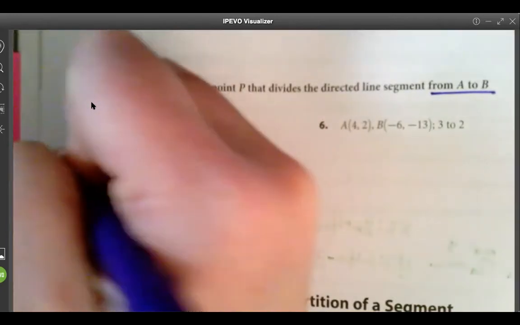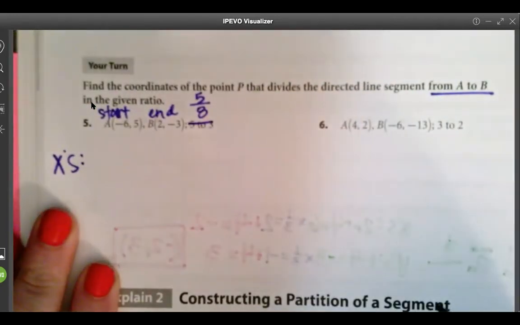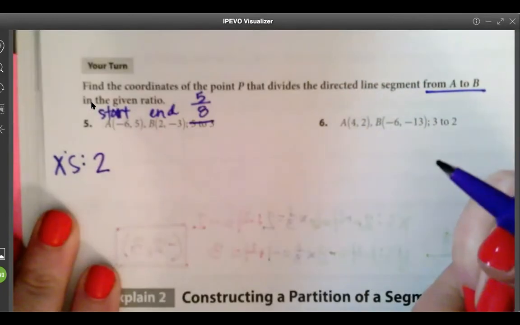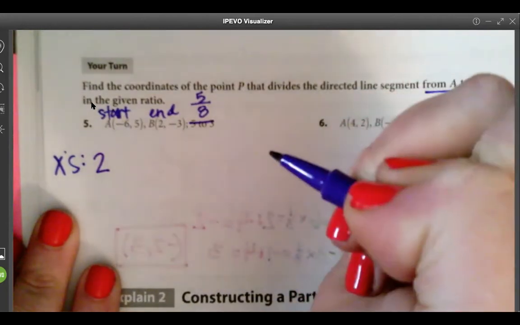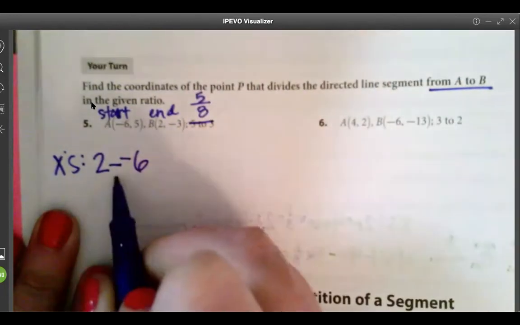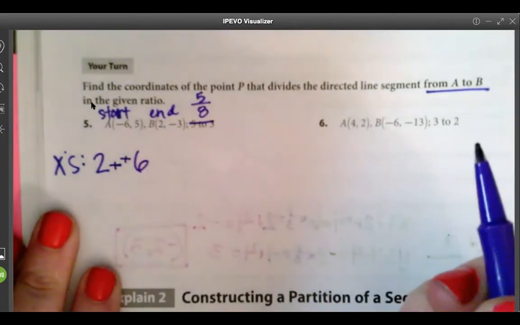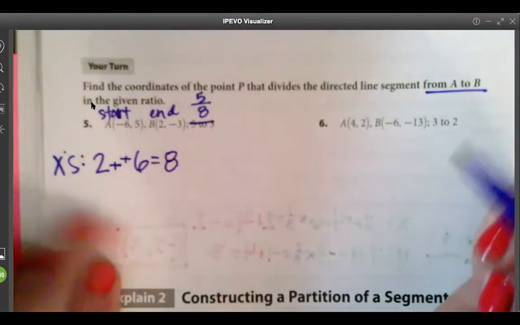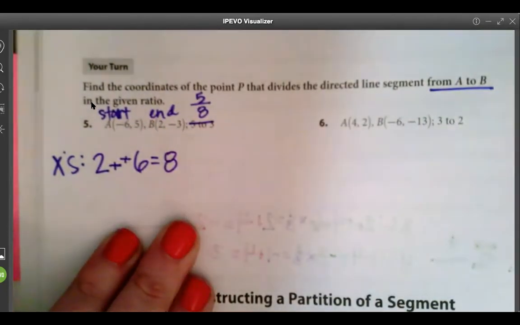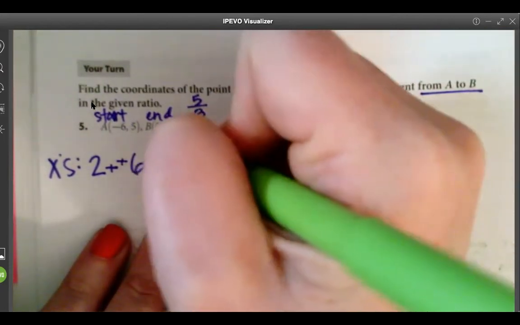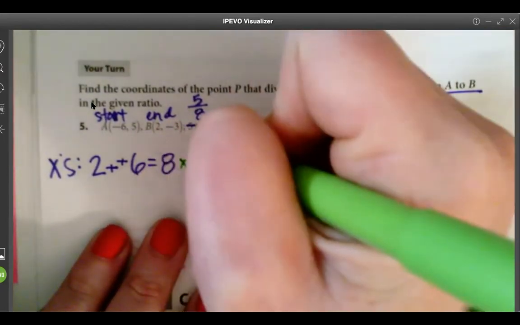All right, x's. What do I start with? Yes, it will end up being plus 6. You're going to subtract -6, end minus beginning, and then those two are going to cancel. So the whole line is 8 units long. Now what? Subtract, multiply, add. So what do I multiply by? 5/8. And that just gives me 5.